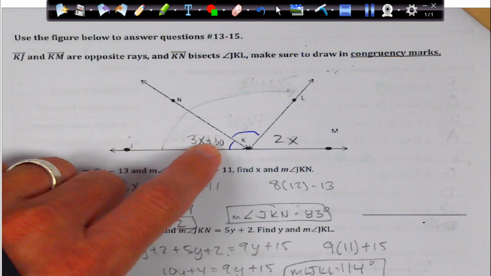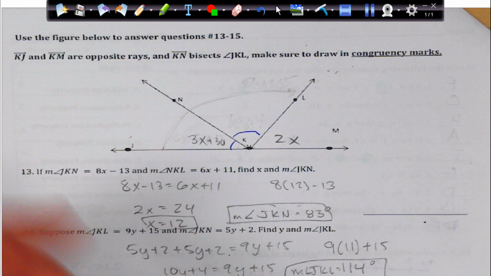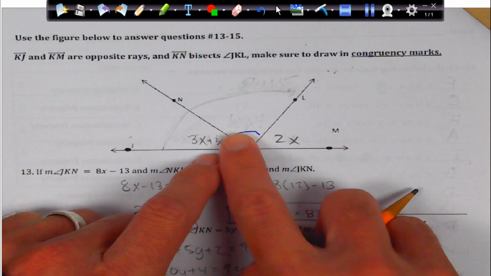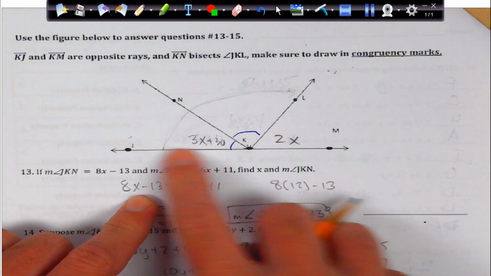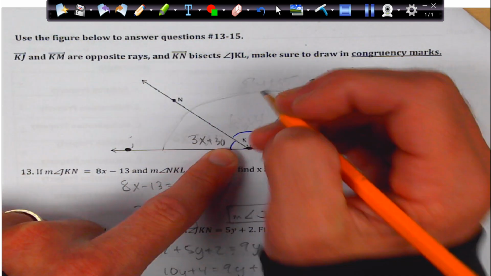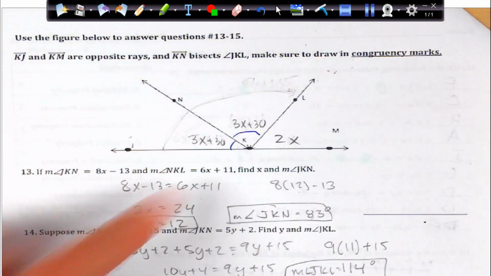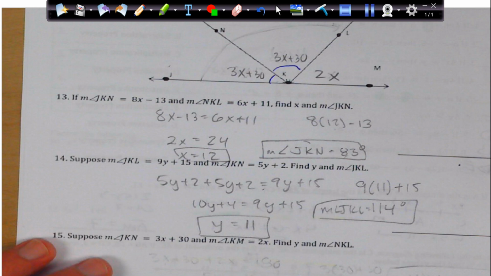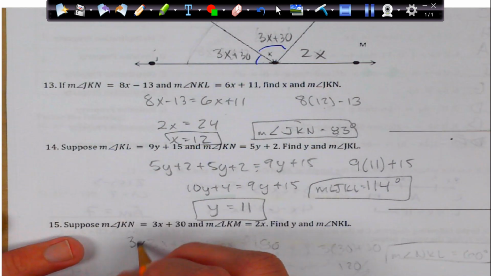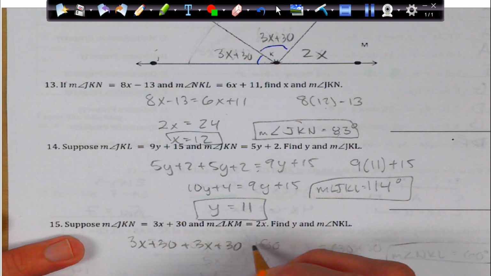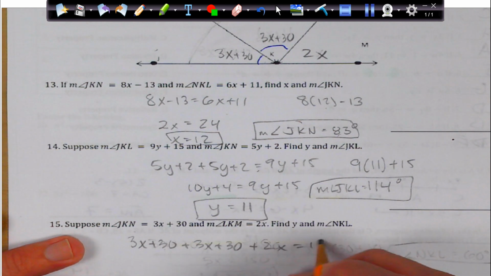I can't set those equal to each other. Those are not vertical. They almost look vertical, but these would have to be opposite rays coming out, not this flat one. But if this is 3x plus 30, this is also 3x plus 30, and now I could say all three of those add to 180. That's what I wanted to do. So we get 3x plus 30 plus another 3x plus 30, because those are congruent, plus the 2x equals 180.